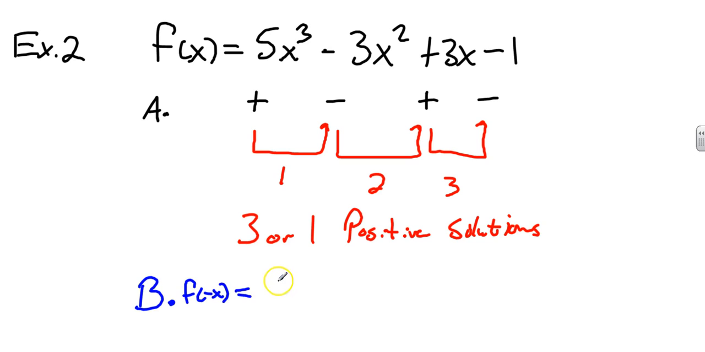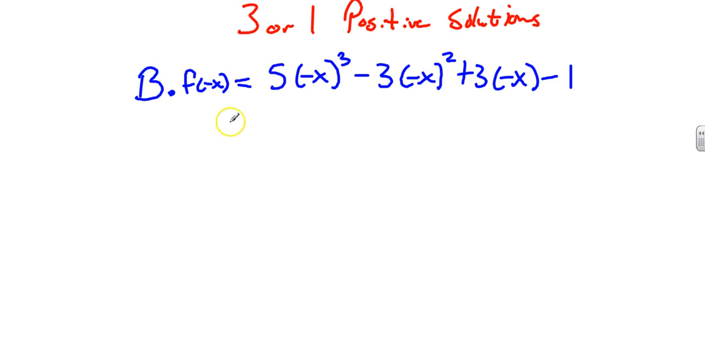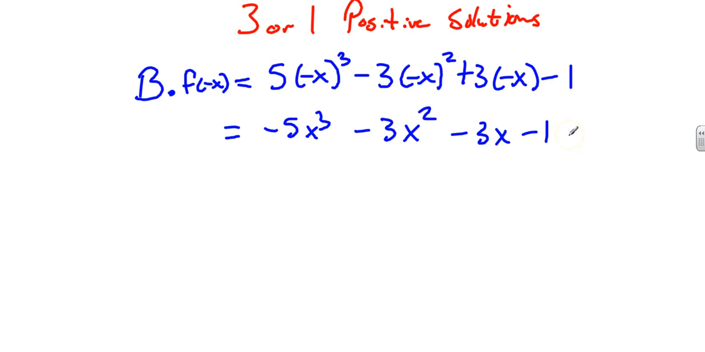Okay, for part B, you've got to check negative x. Do a negative to the third power, that makes that a negative, so it's going to be a negative 5x to the third. A negative squared makes that a positive, but then you've got a negative times a positive, so that's still going to be a negative. Positive times negative is a negative, and then a minus 1.